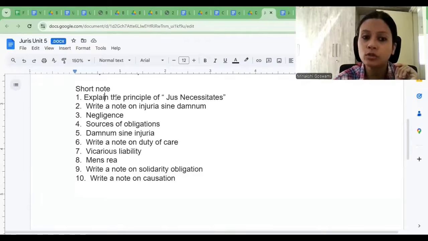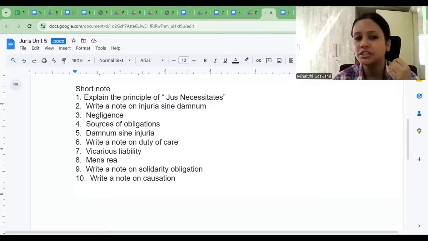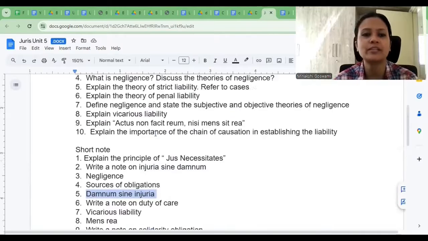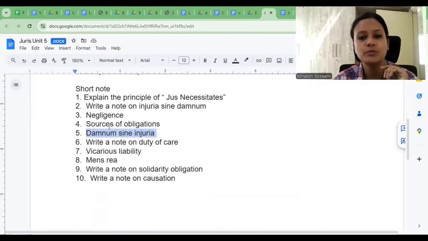Then we will move to short notes. Explain the principles of justice necessitates. Write a note on injuria sine damno, negligence, sources of obligations, damnum sine injuria. Write a note on duty of care, vicarious liability, mens rea. Write a note on solidary obligation. Write a note on possession. So this injuria sine damno, damnum sine injuria, either you can expect questions, and these are mostly the probable questions that you can expect from Unit 5 of Jurisprudence.